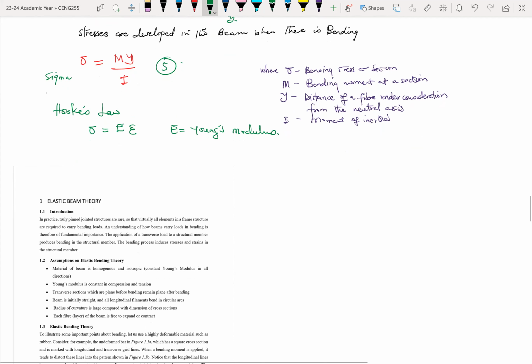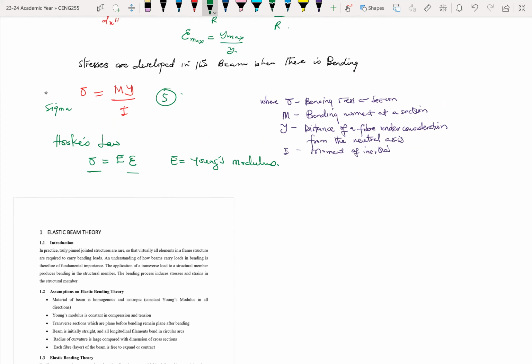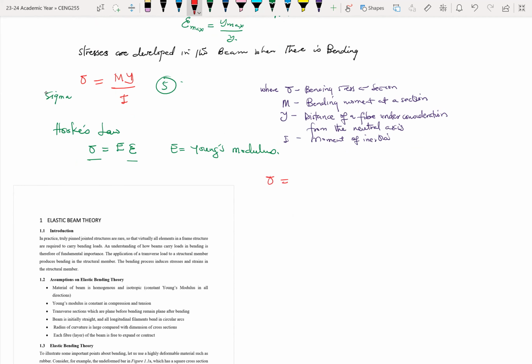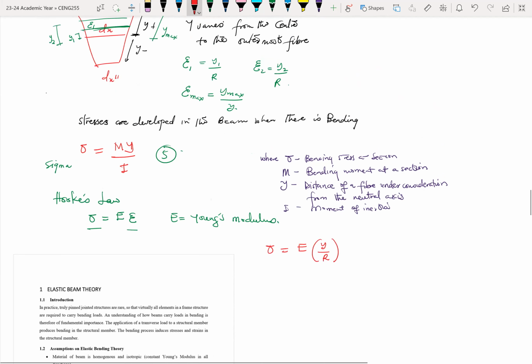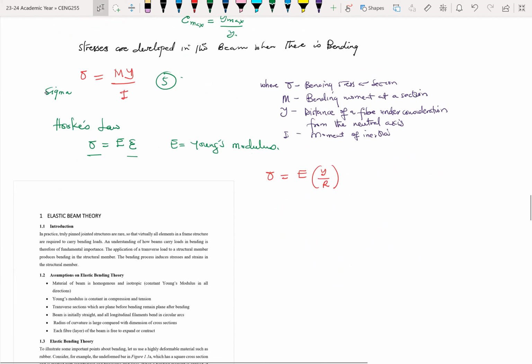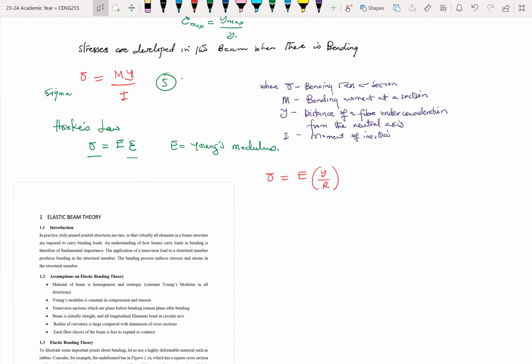So if E is Young's modulus, I have my sigma and I have my epsilon. I can write an equation in terms of that. This should mean that my sigma is equal to E into bracket Y over R, where epsilon is Y over R, the axial strain. And my stress, I know it to be My over I.